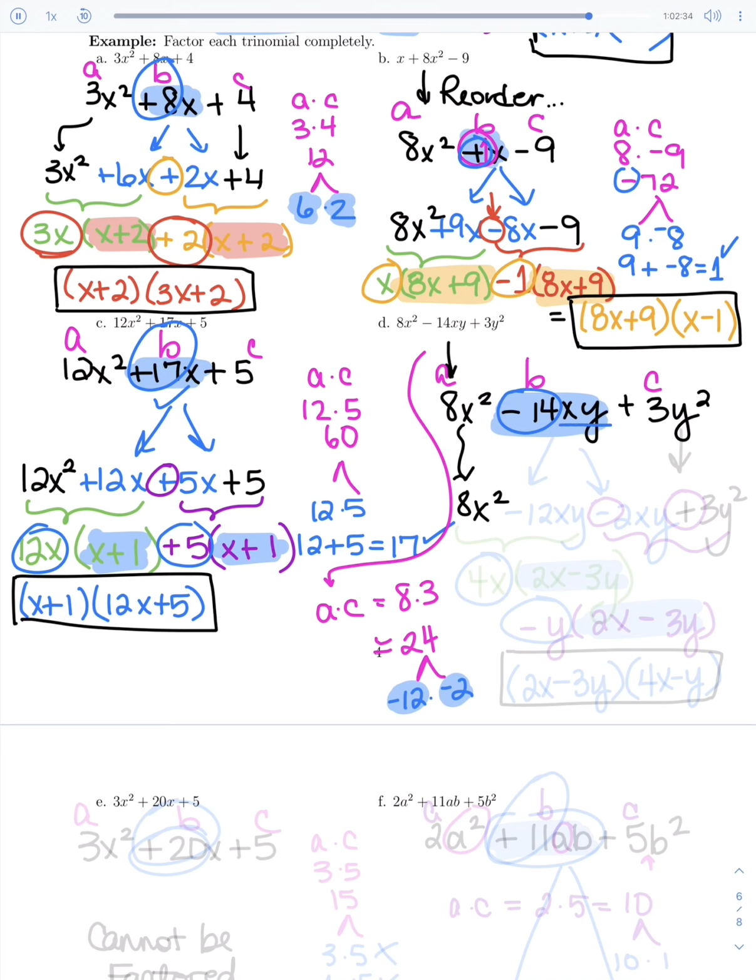Because they had xy's, when we split them up, they'll have an xy, so a negative 12xy and a negative 2xy, and then added to a 3y squared. Okay, what do the first two have in common? Because now we can group, we have 4 terms. Well, they're both divisible by 4, and they both have an x. So if I pull out a 4 and an x, I'll be left with a 2x minus 3y.